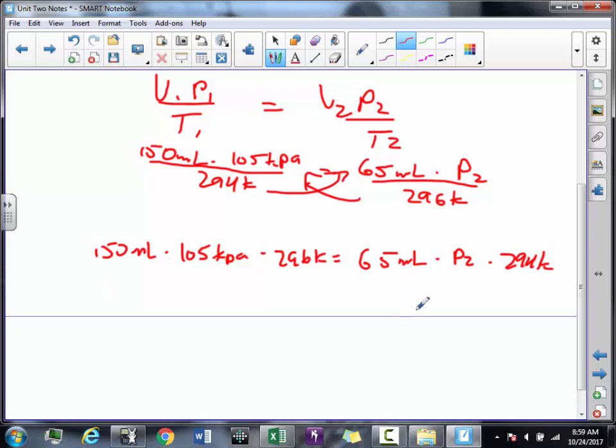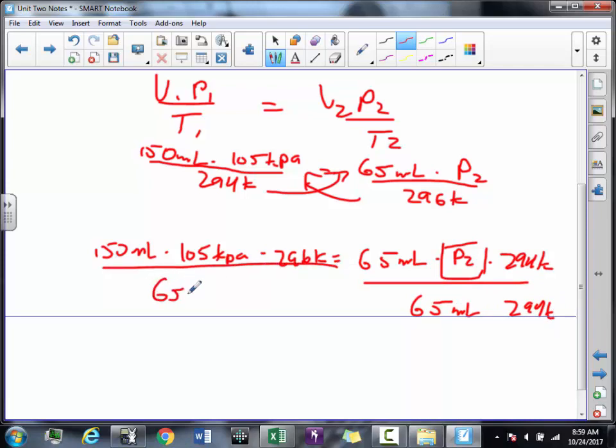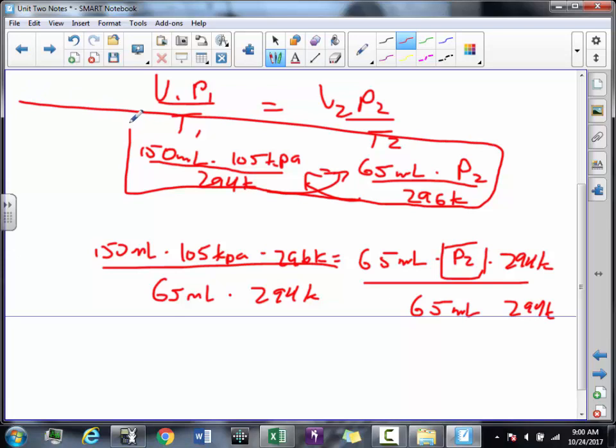And then once you've done the cross multiply, this P2 right here, you need to get rid of the 65 and the 294. So then you need to divide by 65 and 294. If you know how to do this, I don't need you to show me all the little steps, okay? I am cool if you go directly from this to your final answer, if you understand the rationals bit.